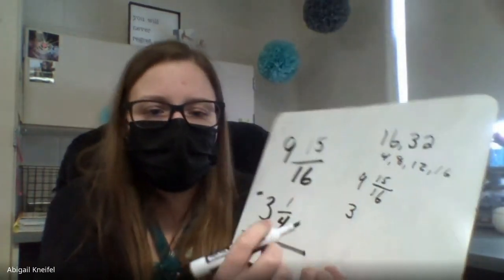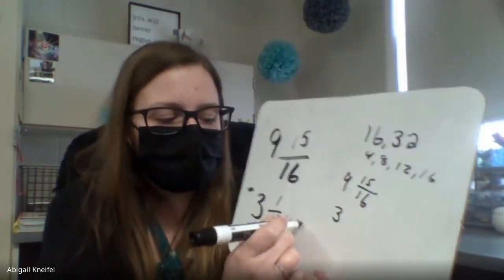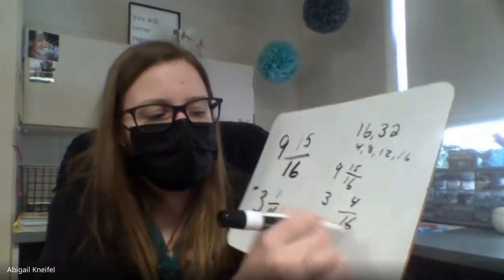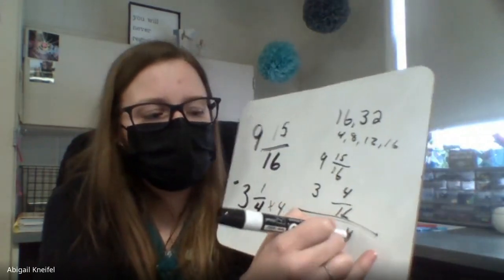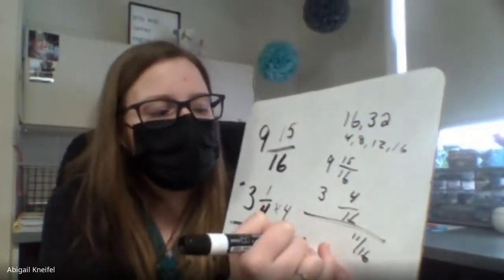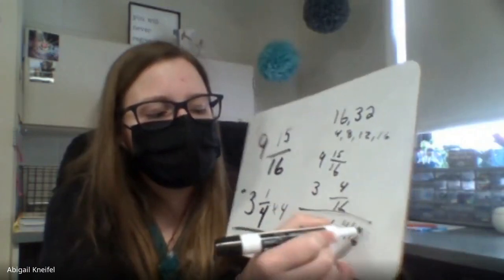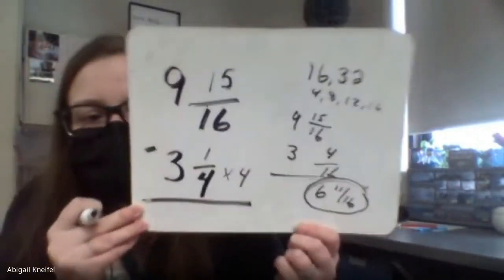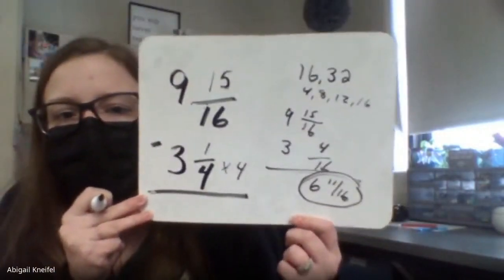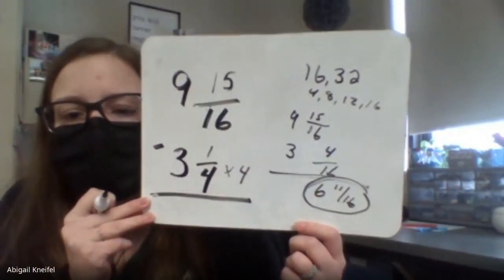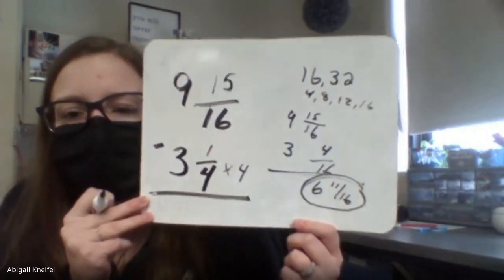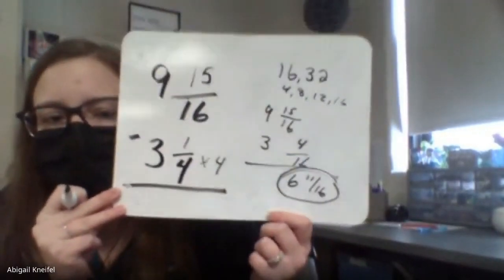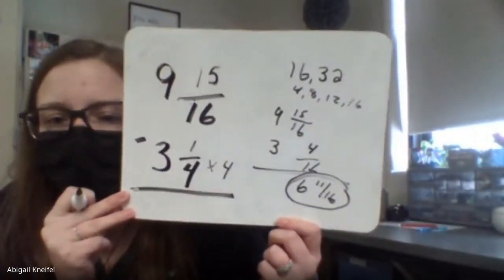How many times do we multiply 4 to get to 16? Times 4. So my denominator is 16, and my numerator is now 4. 15 minus 4 is 11 over 16, and 9 minus 3 is 6. 11 and 16 cannot be simplified. Your answer should be 6 and 11/16, because 15 minus 4 is 11. Our denominator was 16. 9 minus 3 is 6.